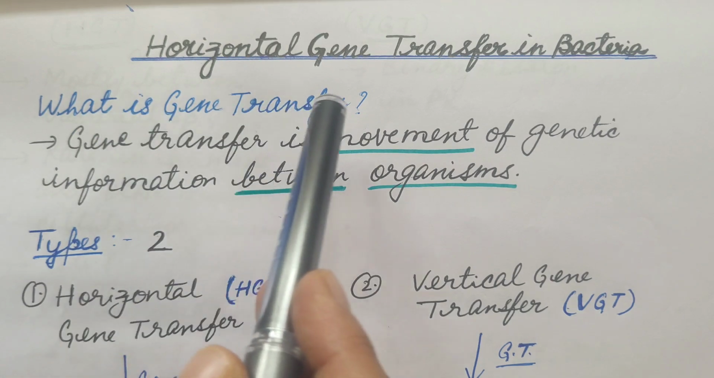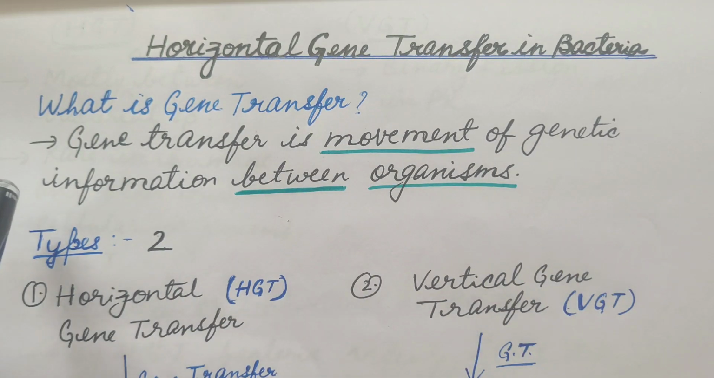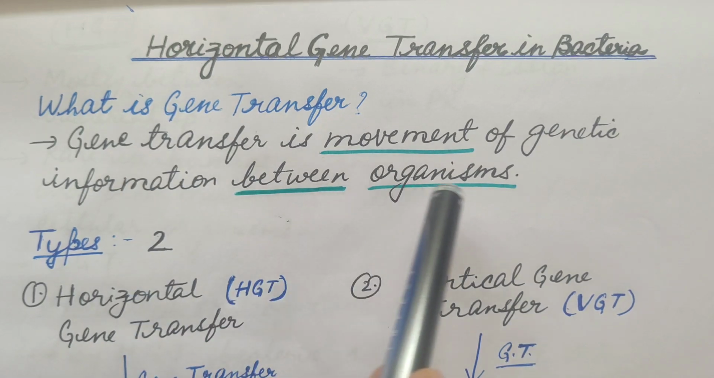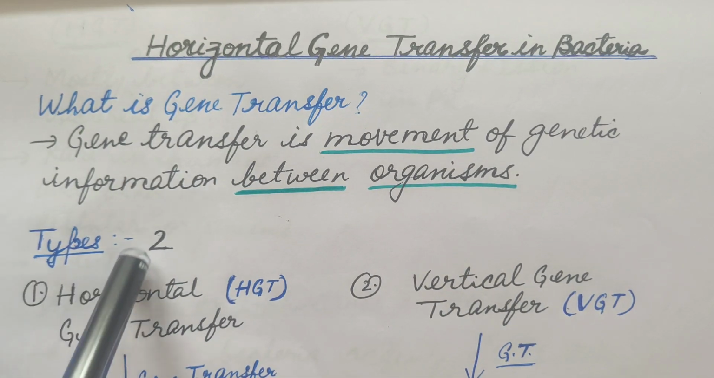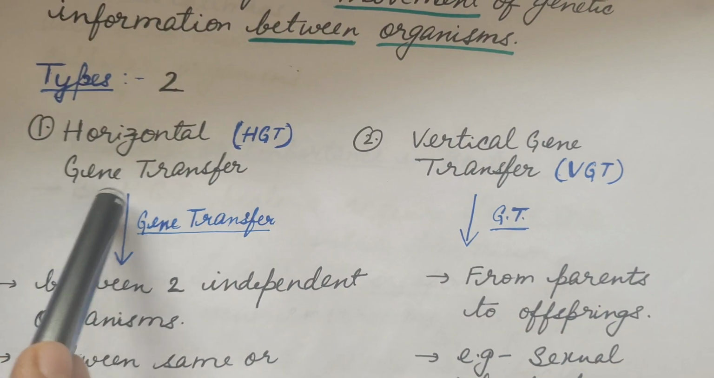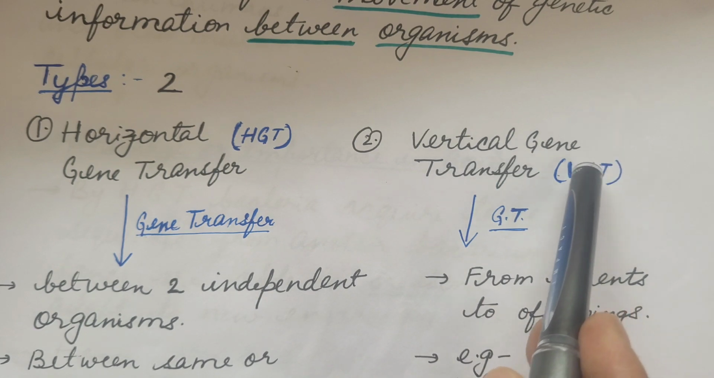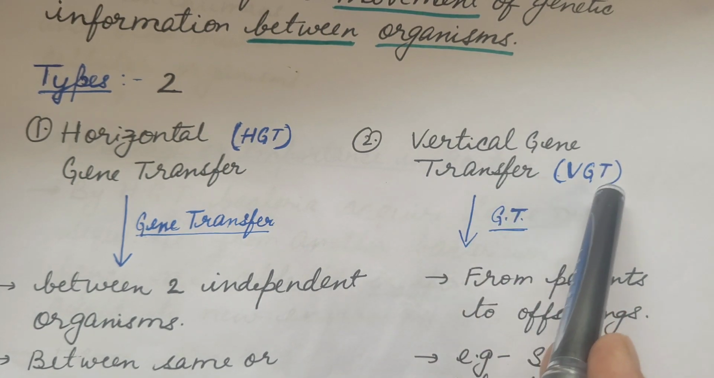First of all, what is gene transfer? Gene transfer is movement of genetic information between organisms. There are two types of gene transfer. Horizontal gene transfer or HGT and second is vertical gene transfer, that is VGT.